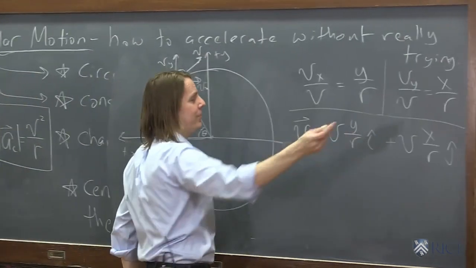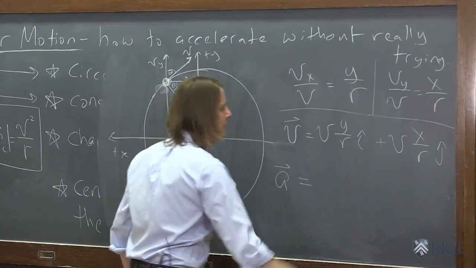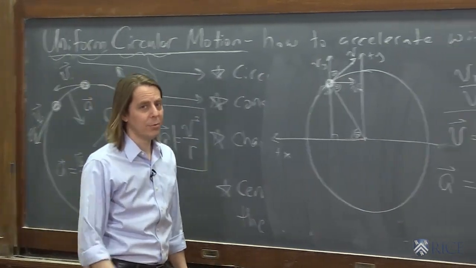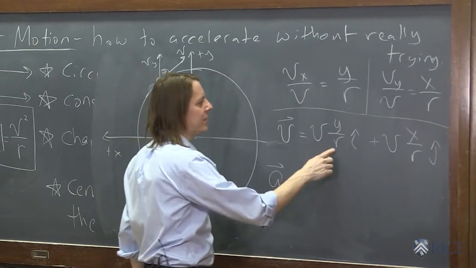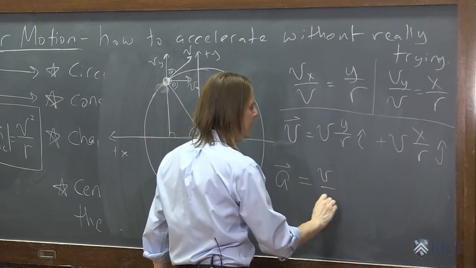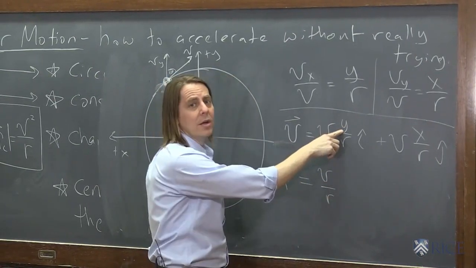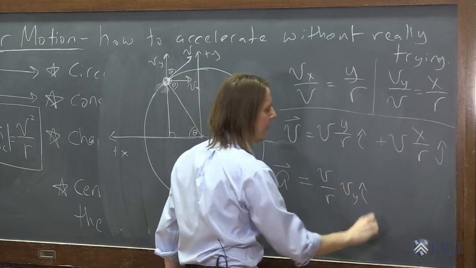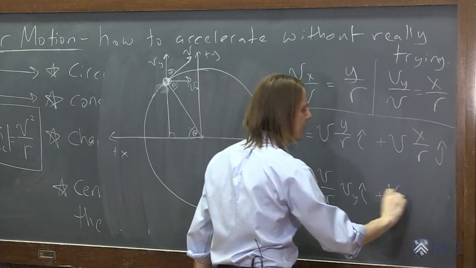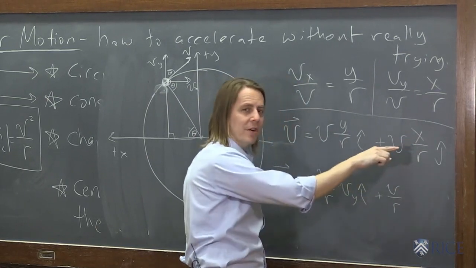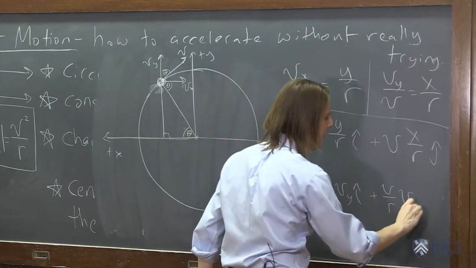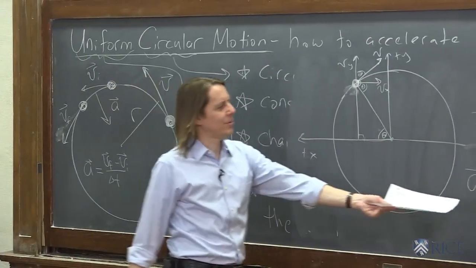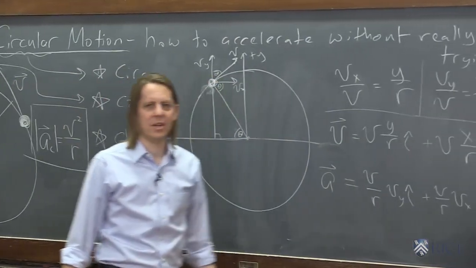Acceleration is the time derivative of this. So let's take the time derivative. The v is constant, uniform motion, constant speed. v is constant, r is constant. v over r, pull those out. Take the derivative of y. What's the derivative of the y position? Vy, i hat. Plus v over r is constant. What's the derivative of the x position? Vx, j hat. It almost looks like we're describing the vector, except look, Vy is on the i hat and Vx is on the j hat.